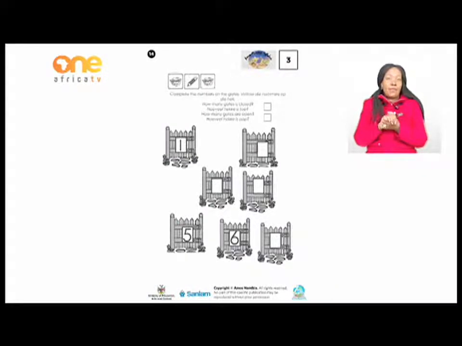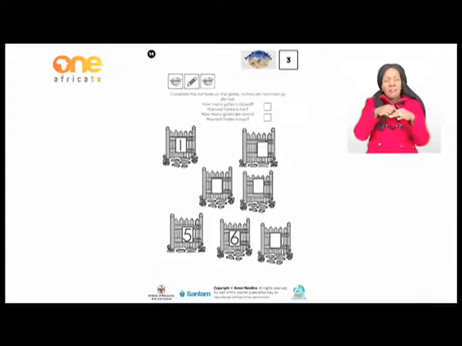On page 14, I will read the instruction. It says, complete the numbers on the gates. Can you see the gates that are on the farm? Remember, we are talking about the farm.